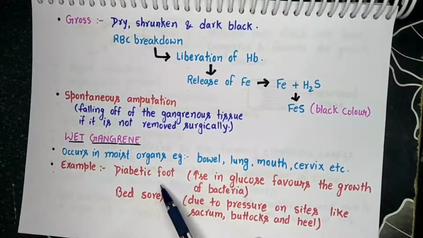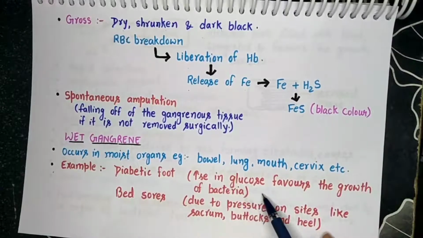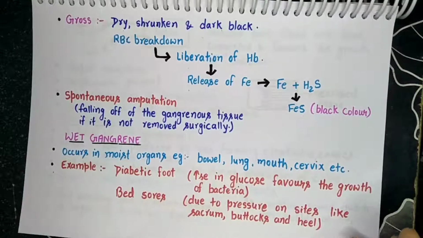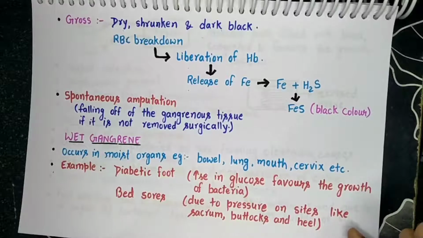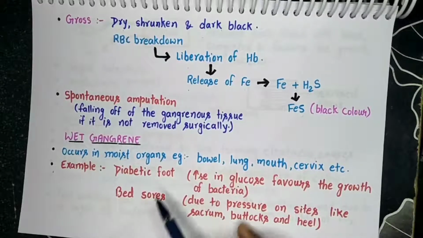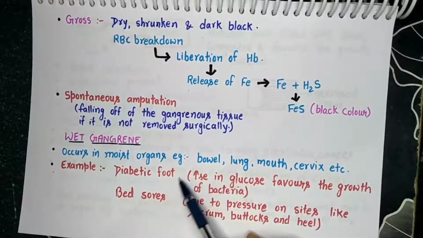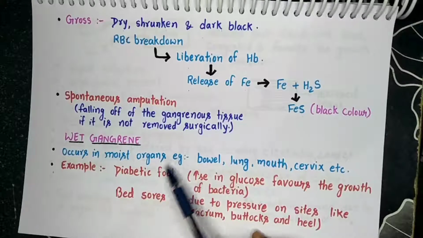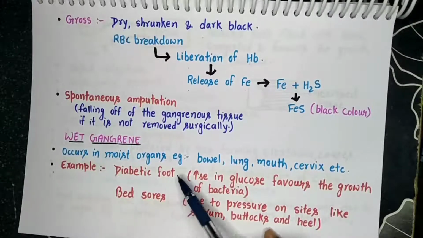What happens in case of diabetic foot? In a diabetic patient, due to increased concentration of glucose in the blood, there will be more bacterial growth. Glucose favors the growth of bacteria, and thus the chances of necrosis and gangrene formation will be increased in a diabetic patient and may cause diabetic foot. Remember always that diabetic foot is a wet gangrene, not a dry gangrene. We sometimes get confused between wet and dry gangrene in case of diabetic foot, so remember it.